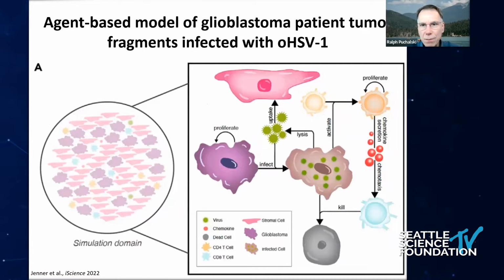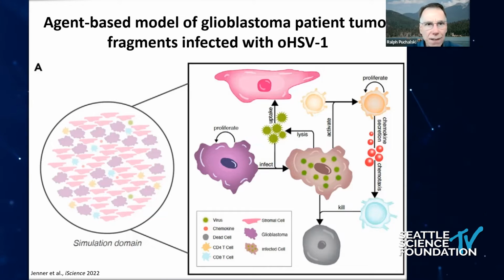So in this agent-based model of glioblastoma patient tumor tissue slices that are infected with the viral vector, the simulation domain modeled here on the left in panel A modeled the entire process of all the agents seen in this legend over here: virus, chemokines, dead cells, CD4 T cells, CD8 T cells, stromal cells, glioblastoma cells, and infected cells.